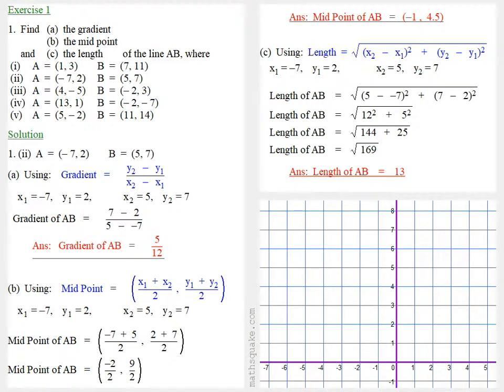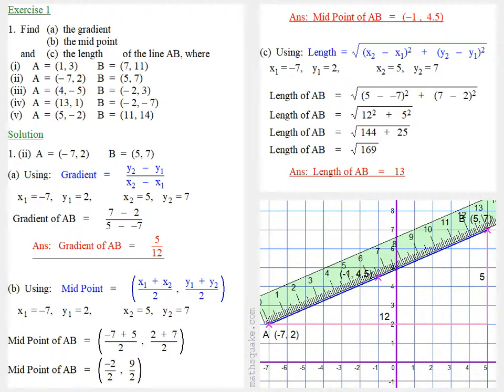Again, we can see this in a diagram. If we plot the point A at minus 7, 2 and B at 5, 7, we can join them with a line, draw a triangle underneath, and we see the base is 12, the height is 5, so the gradient is 5 over 12. We can spot the midpoint, that's minus 1, 4.5, and if we measure the line, we find that it comes out to be 13 units.